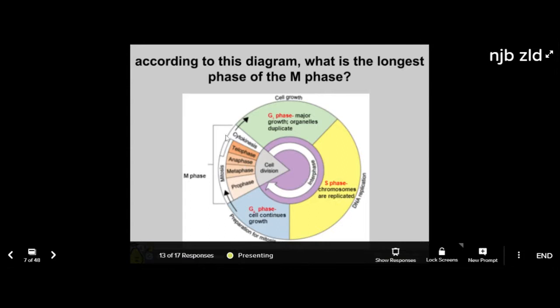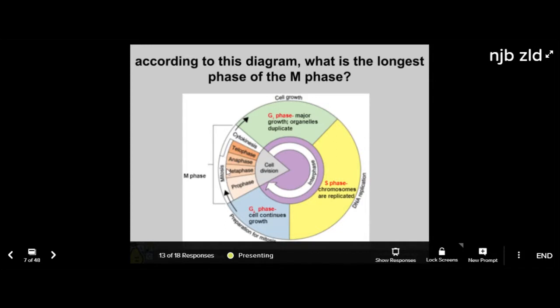Cytokinesis is the longest stage of M phase. Because notice right here, can you see my pointer? Ms. Murdoch, is my pointer appearing on the presentation? Yes. Okay. Cytokinesis starts right here and goes all the way through here. So while cytokinesis is not part of mitosis, it starts during the mitosis stage of anaphase.